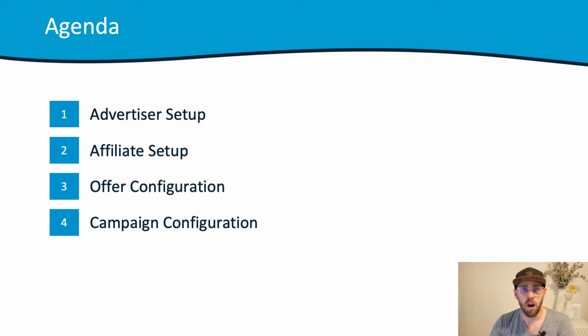We'll go through an offer configuration and just touch on, again, the fundamentals of an offer. There's a lot that goes into building an offer and things that you can configure within an offer, but as far as the starter series is concerned, we're going to focus on the things that you need to know to get live and off the ground. And then finally, we will complete the training with a campaign configuration. So we will actually put an affiliate and an offer together to create that campaign relationship. So let's go ahead and kick things off with that advertiser setup.